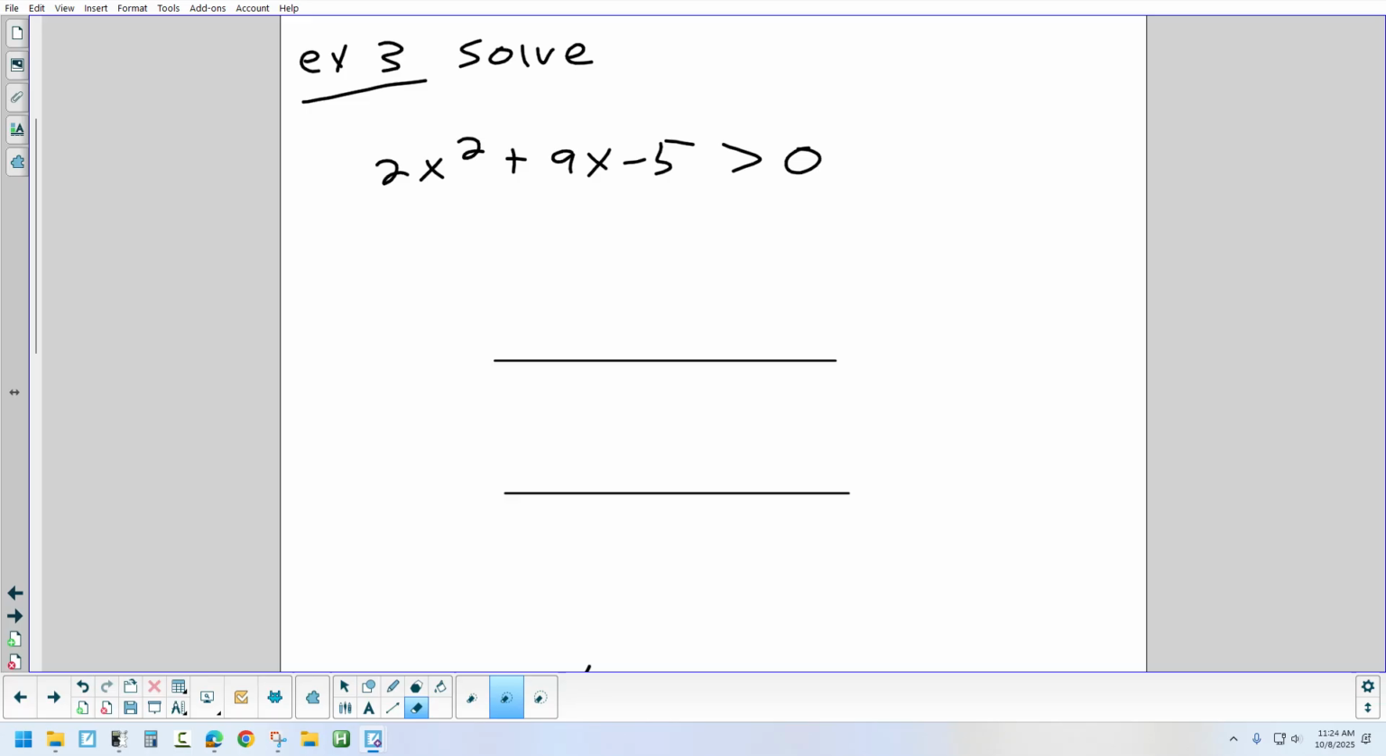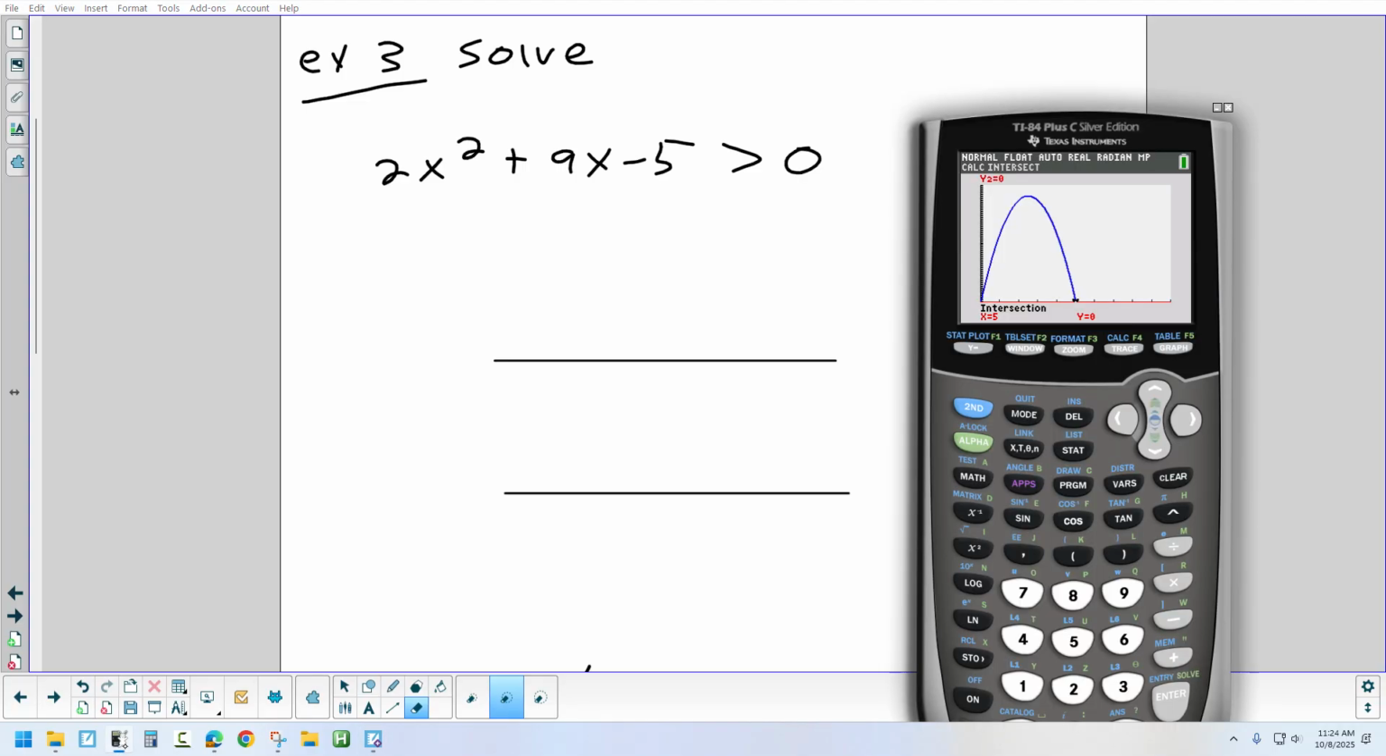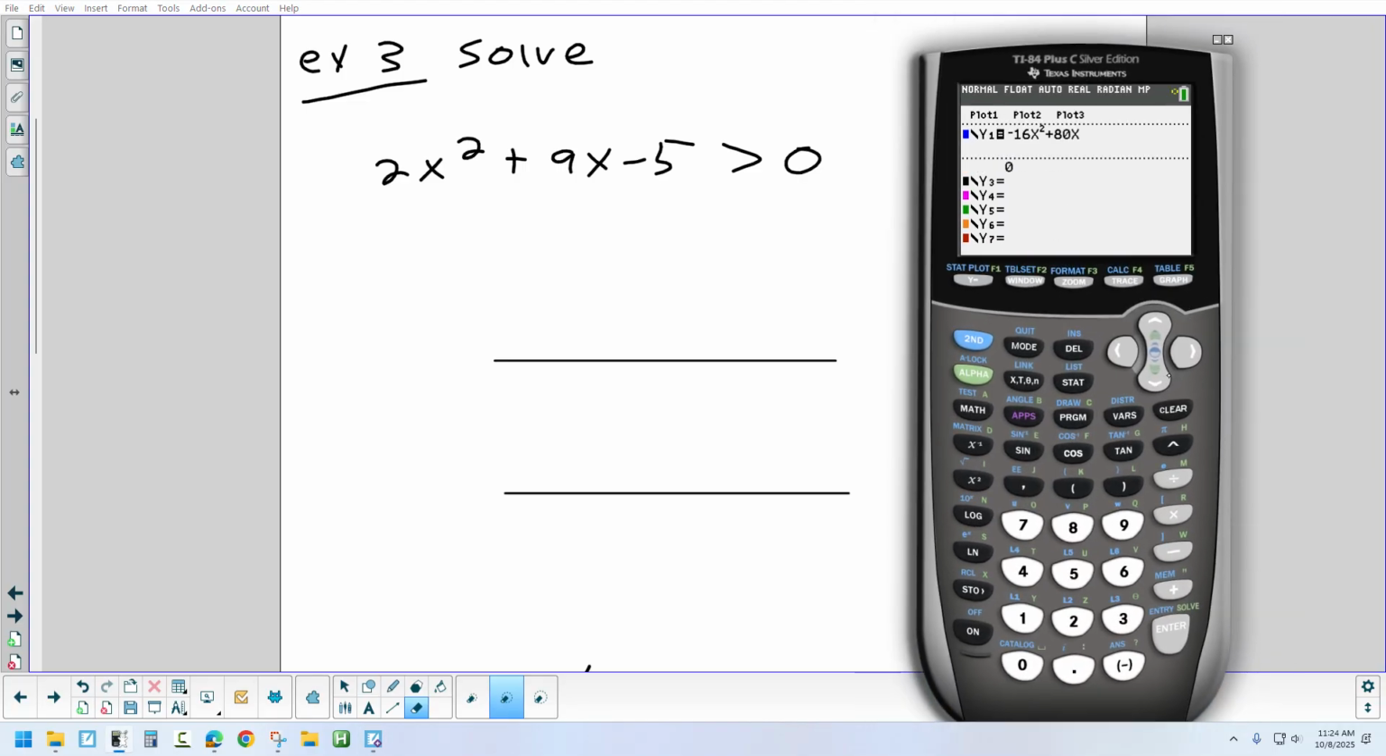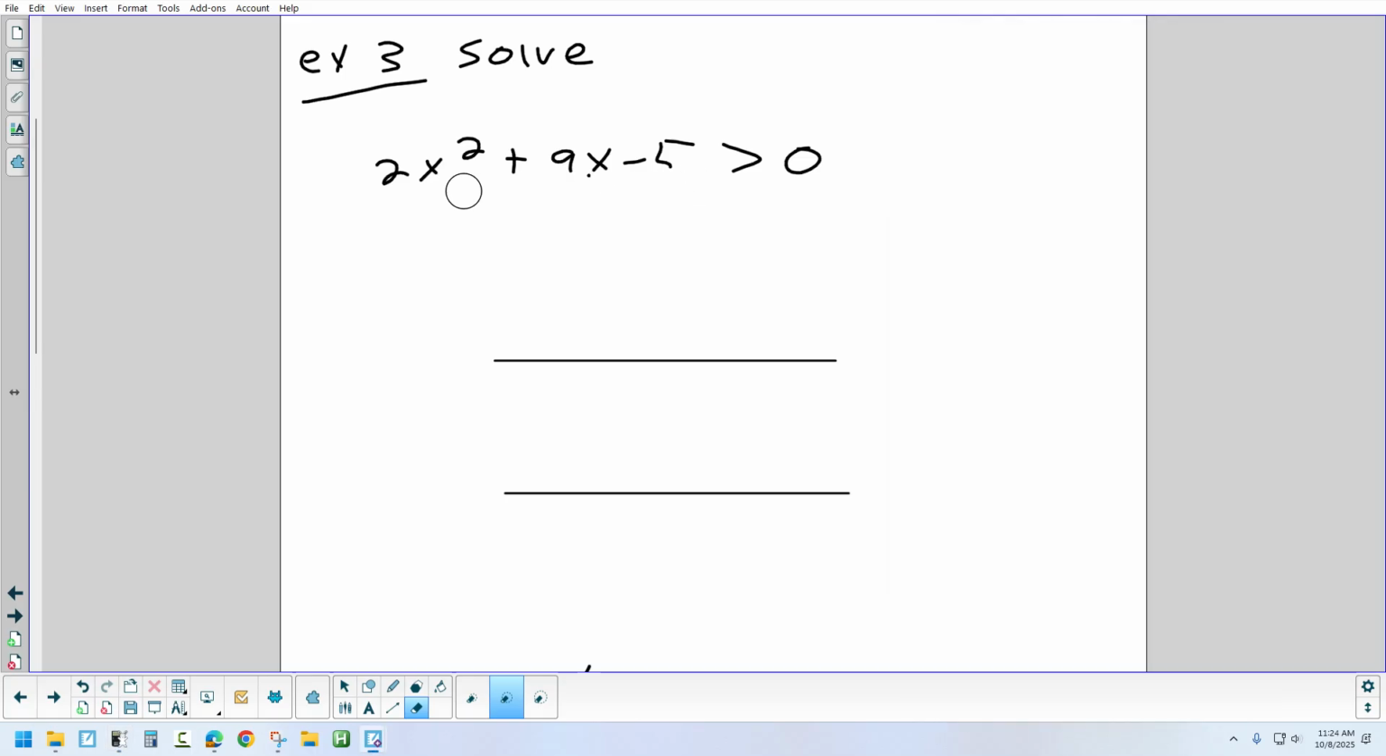This time they want to know when that quadratic is greater than 0. Okay. So what am I going to put in y1? Yep, put in the expression on the left. 2x squared plus 9x minus 5. Okay. What are we going to put on the y2? 0. We already have it. So that goes in y1. That goes in y2.